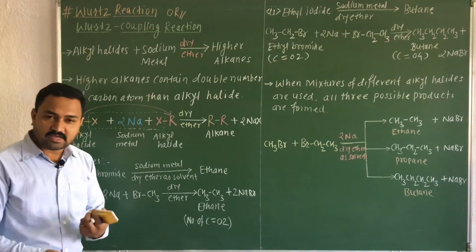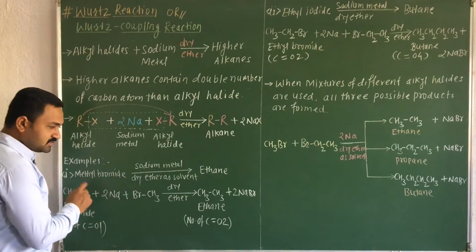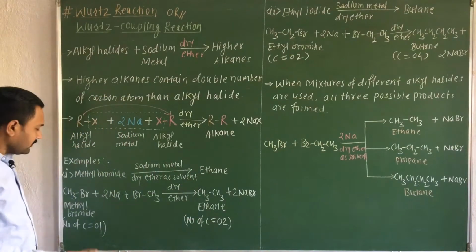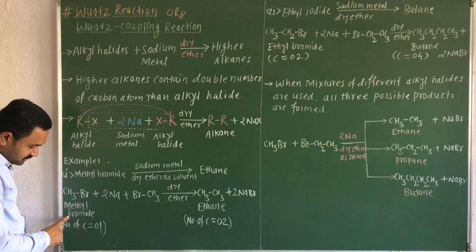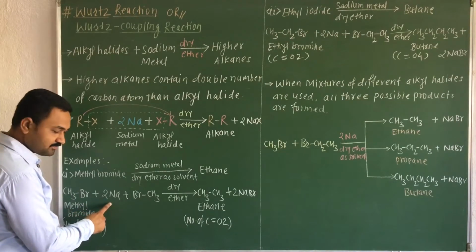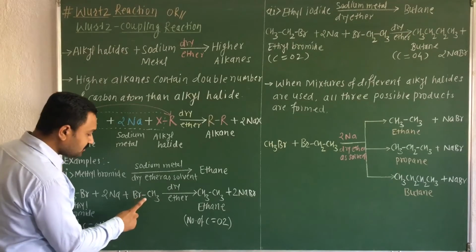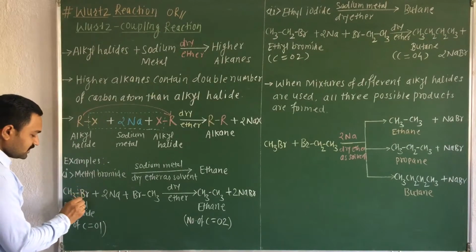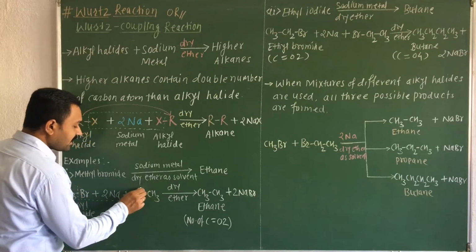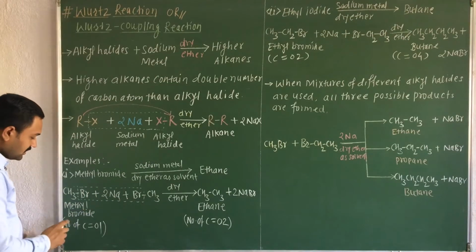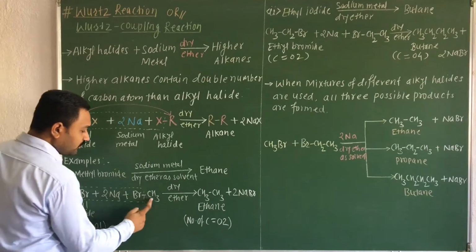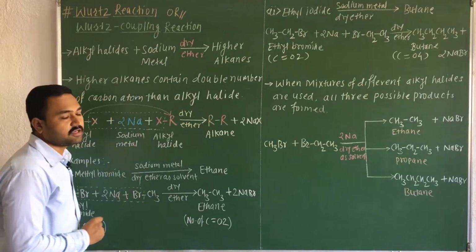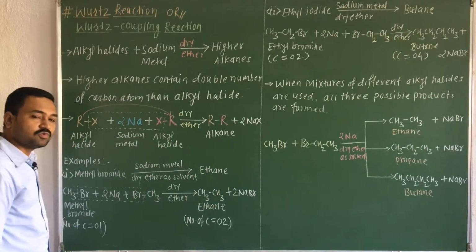Consider an example. When methyl bromide is treated with sodium metal in dry ether as a solvent, it gives ethane. I have written this reaction here. Methyl bromide is treated with sodium metal, and the second molecule of methyl bromide I have simply written as BrCH3 for convenience. The two bromine atoms will react with the two sodium atoms, and the two methyl groups will join with each other, or couple with each other, leading to the formation of ethane, plus the byproduct sodium bromide.